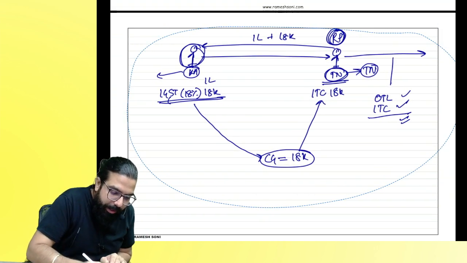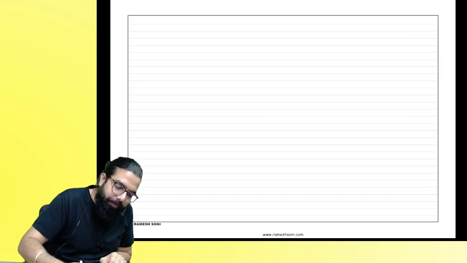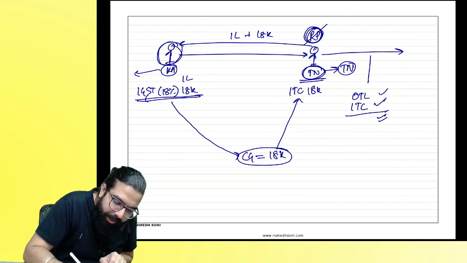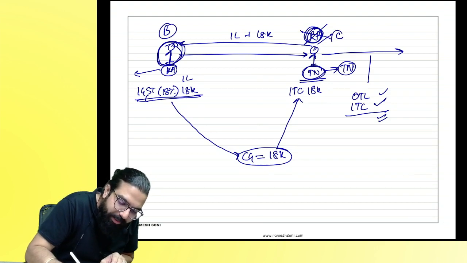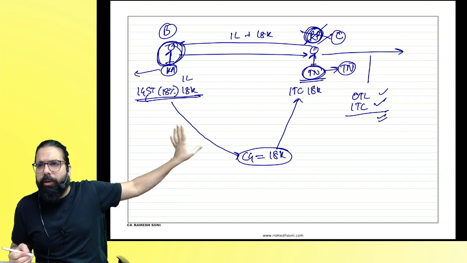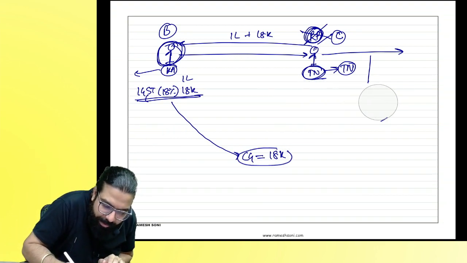Now you will tell me, sir, what if people understood this? Anyone, any doubt till here? You will tell me, sir, what if in the same example, the person in the other state is not a registered person? Means he is what? This is a business to consumer sale. Unregistered person means consumer. Now what will happen? Tamil Nadu guy will not take the credit, correct?